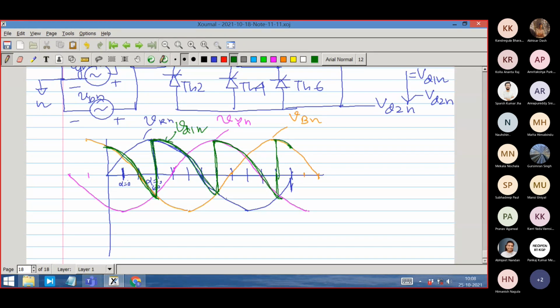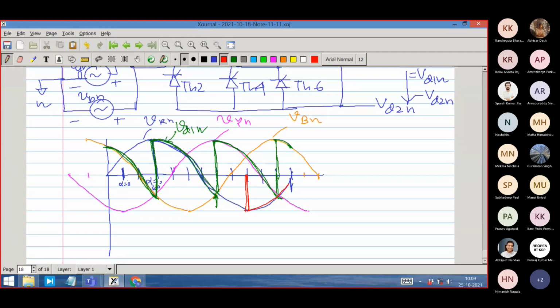60 degree has to be counted from here. 0 degree is here, because 0 degree negative maximum is coming here, R phase. So from here we will count. Then 60 degree, 30, 60. So it is fired therefore at this point. So let me put a red color here. So this is the negative one conducting.